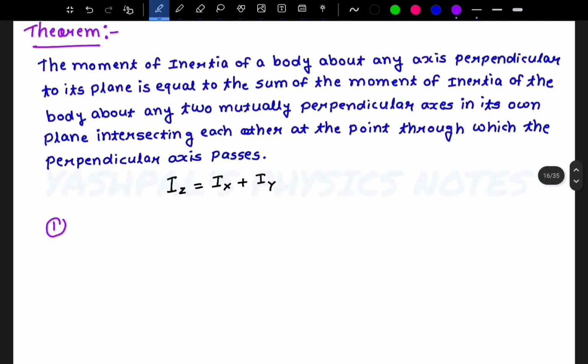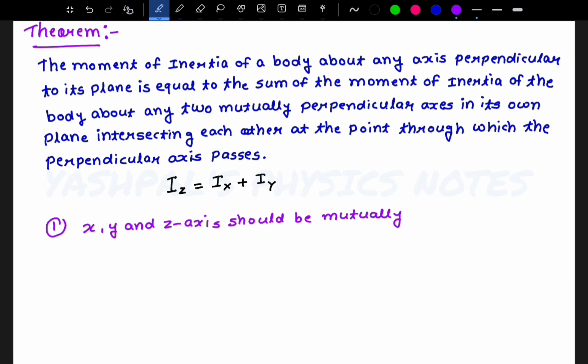So here I am writing condition 1, x, y and z-axis should be mutually perpendicular. Which means the angle between all these three axes should be 90 degrees.